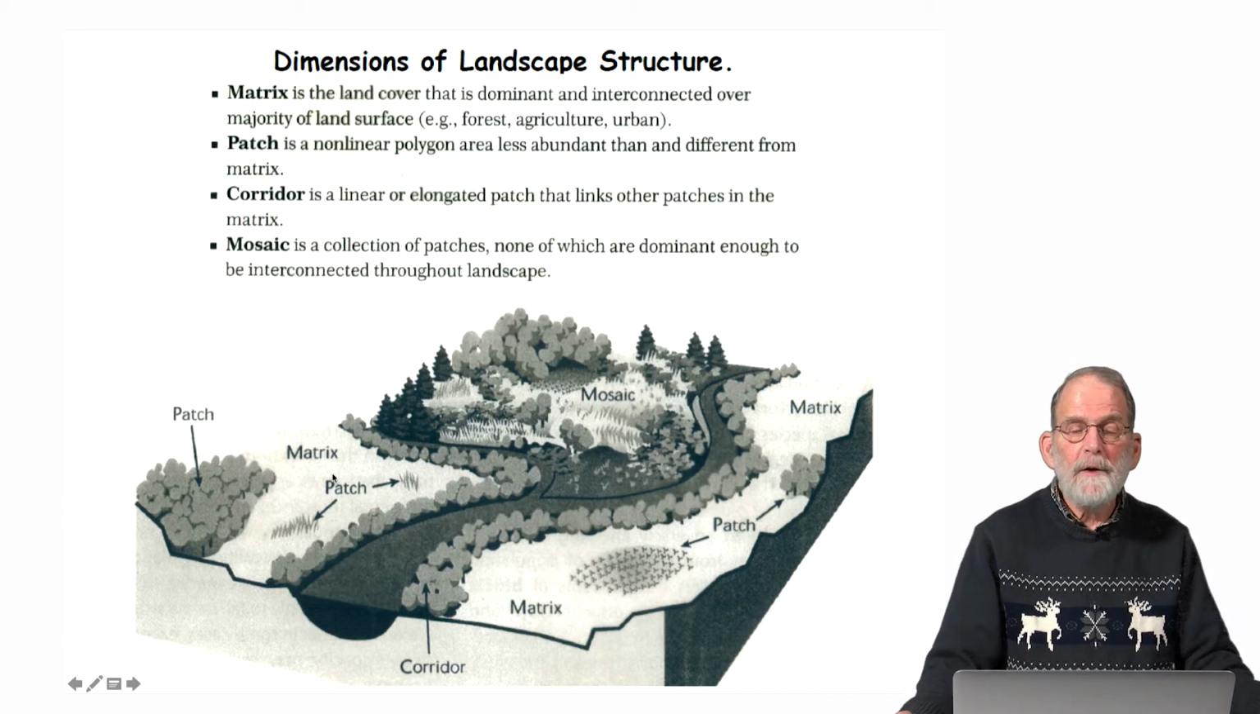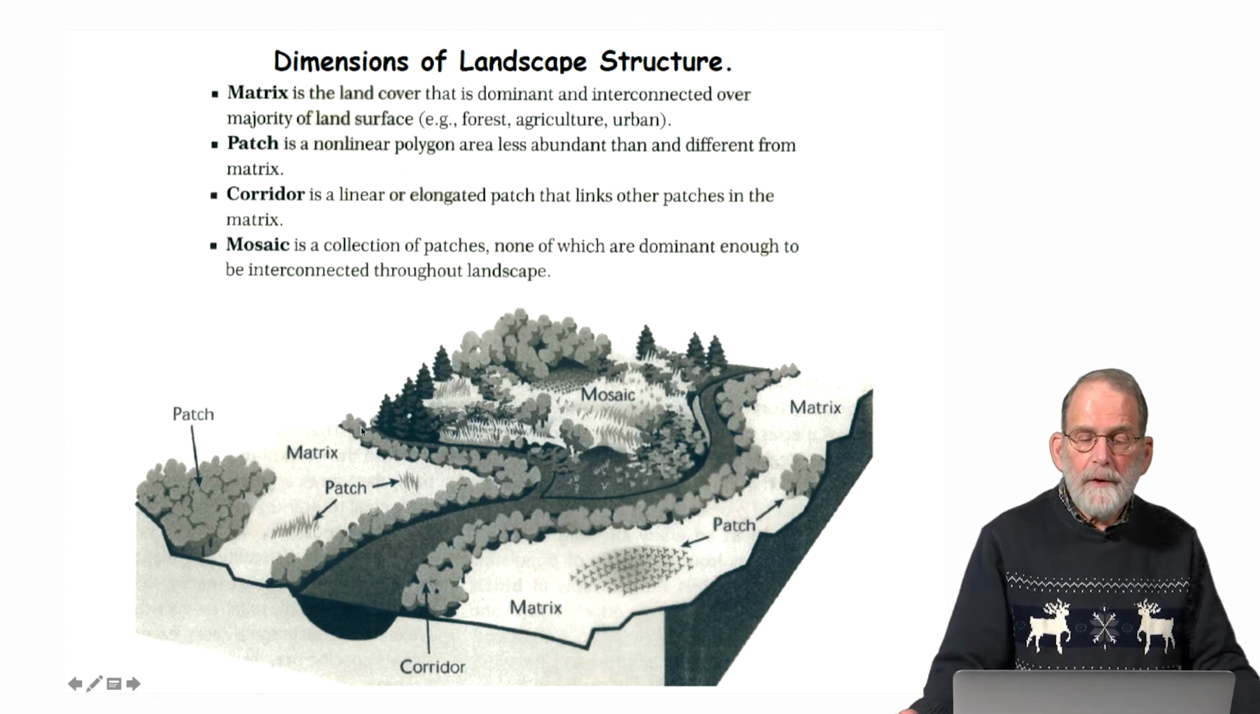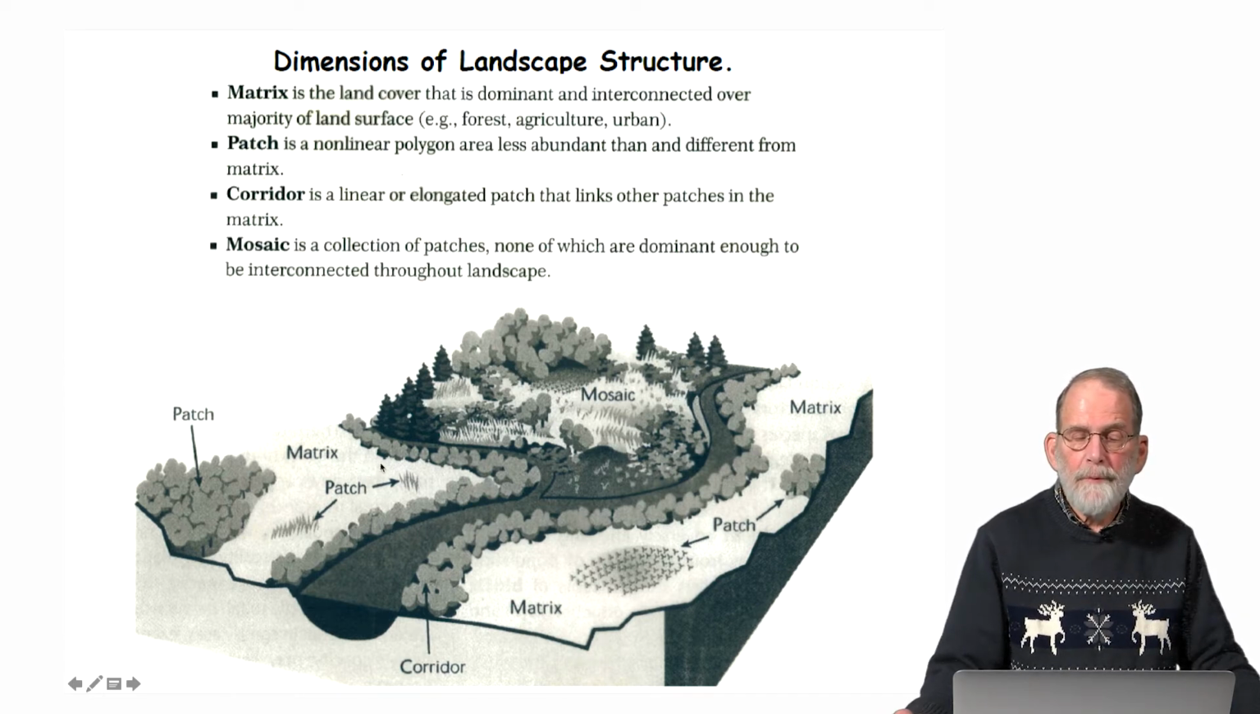So patches are non-linear polygon areas that are less abundant than and different from the matrix. We can talk about this patch of forest within the matrix of agriculture, these patches of grassland within the matrix of agriculture. And then finally we can talk about corridors. Corridors are a linear or elongated patch that links other patches in the matrix. So we can talk about the forest corridor along the streams, these stream corridor landscapes, helping to connect different portions of the matrix together and one patch type to another patch type.